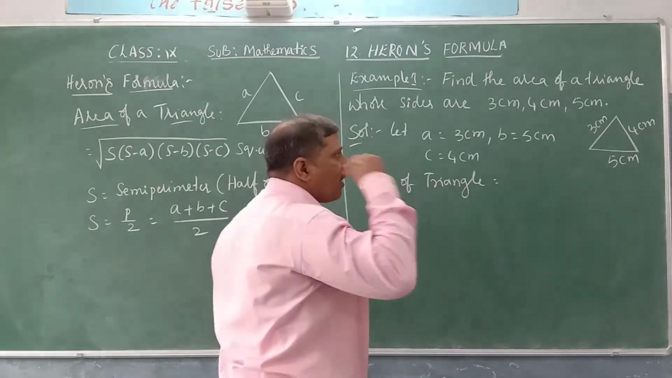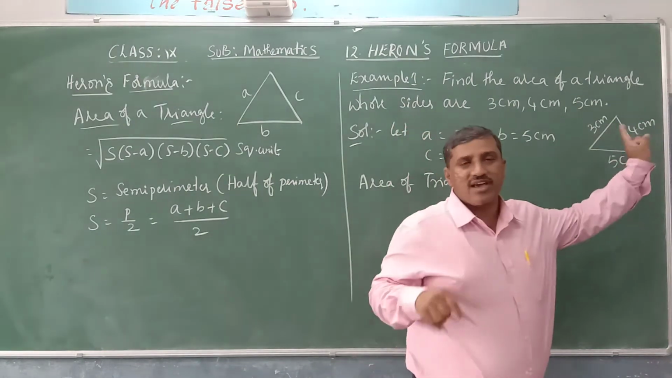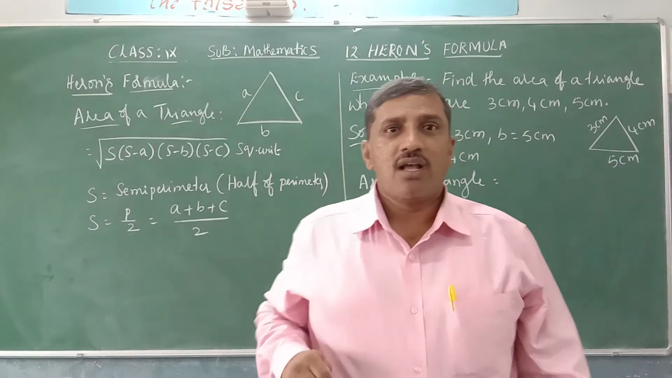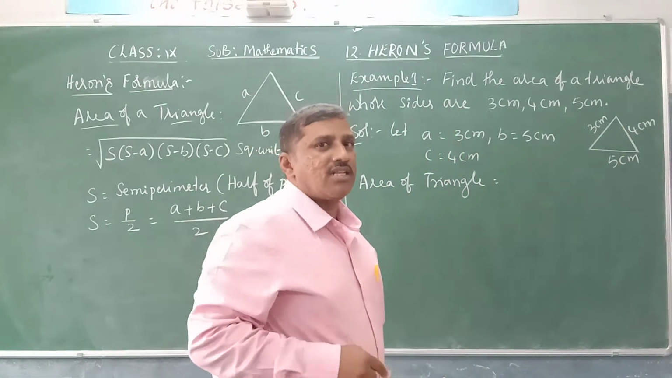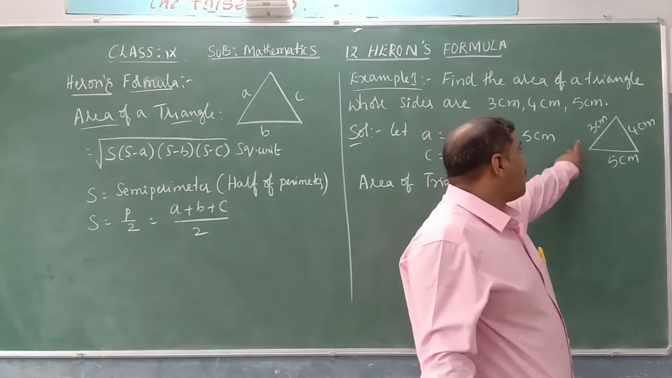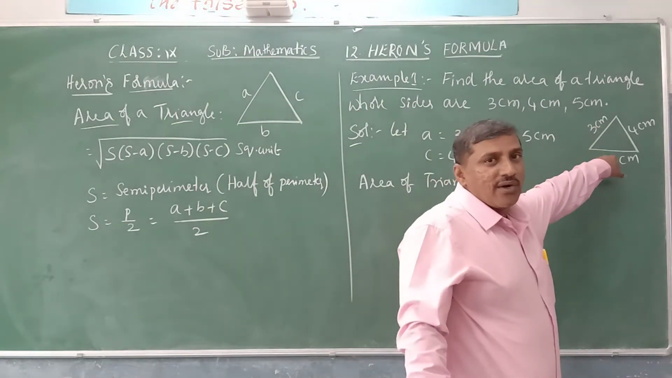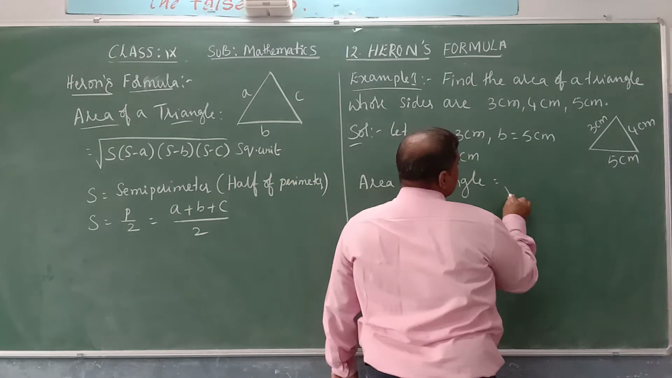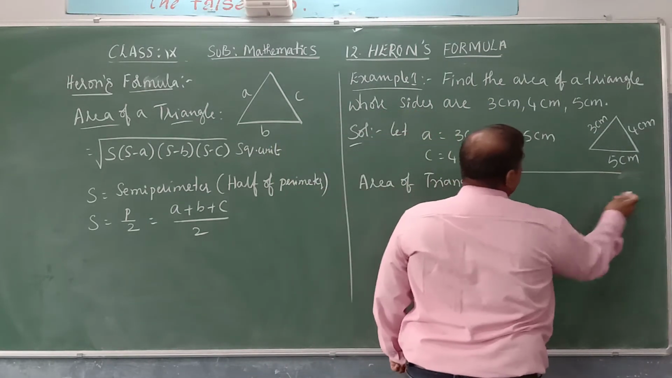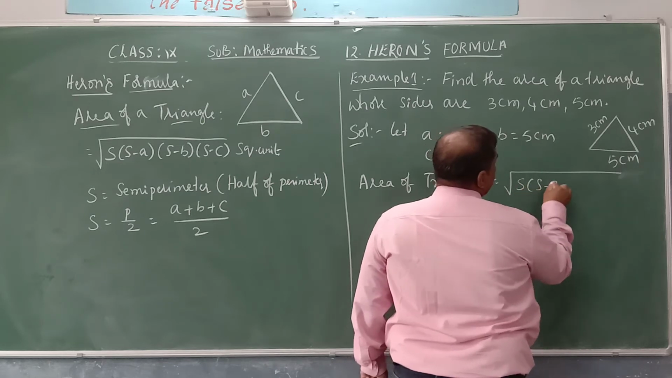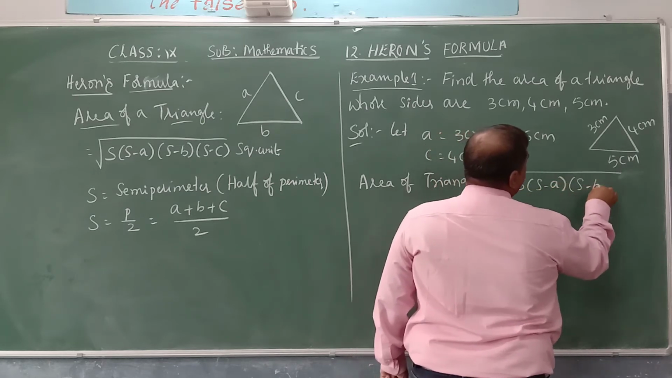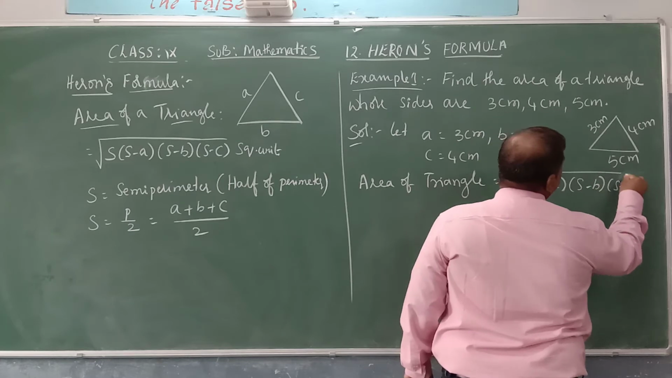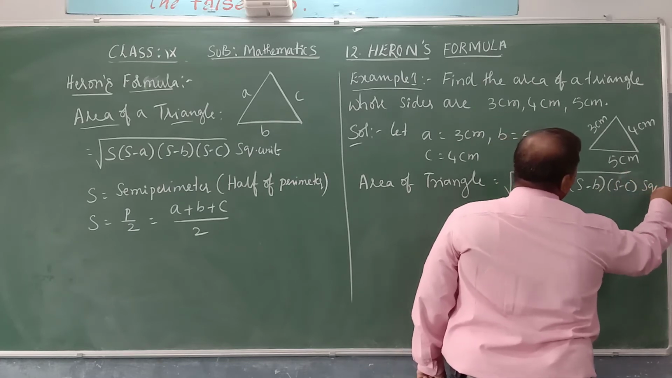Why have I drawn it? Because we are using the concept of Heron's formula, we don't know whether it is a right angle or not. If you think in depth, we will find out it is a right angle triangle. Now the area of a triangle formula is square root of s into s minus a into s minus b into s minus c square units.